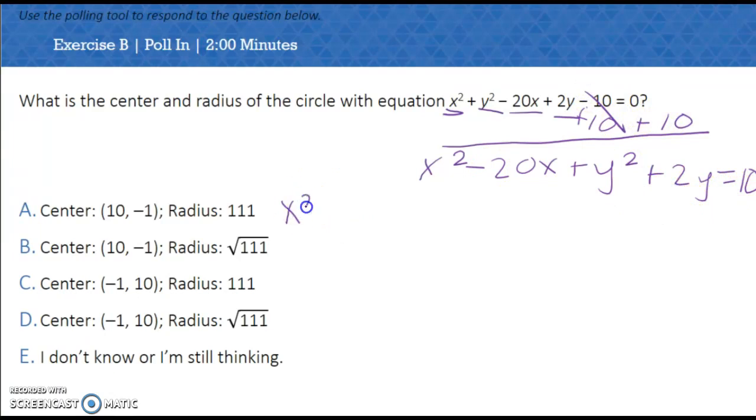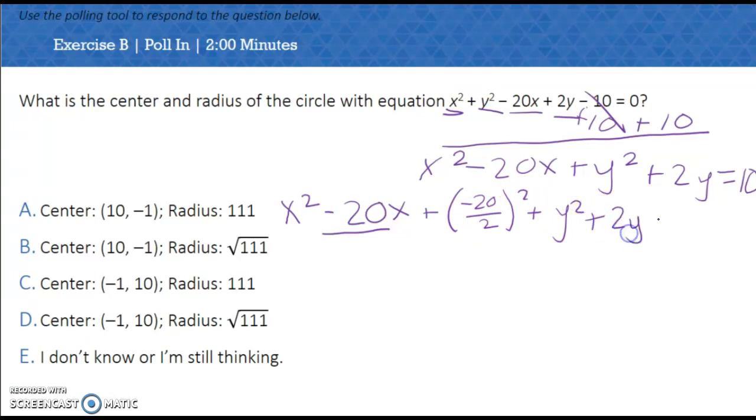Now we are going to complete the square on both the x's and the y's. So remember, that means taking the coefficient in front of x, dividing by 2, and squaring it. So negative 20 divided by 2 squared plus y squared plus 2y plus that 2. So we're taking that 2 divided by 2 and squaring it. And we have to do this to both sides. So then on the right side, we're running out of room, so I apologize there, but 10 plus same thing. You have to add those same things to both sides, or else our equation changes. So do not forget that part. Super important.